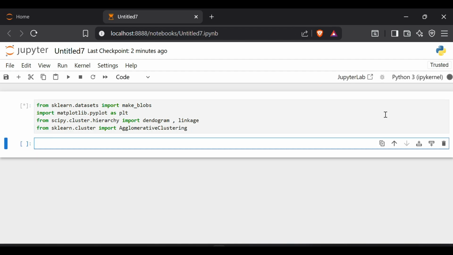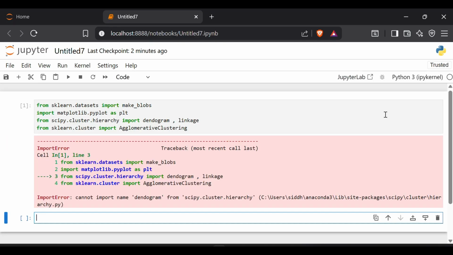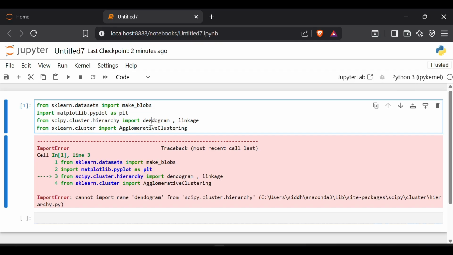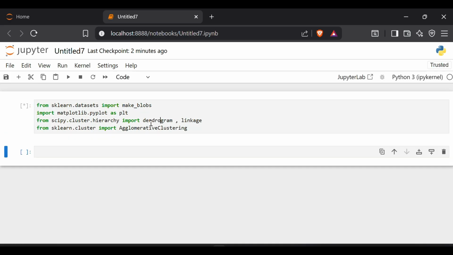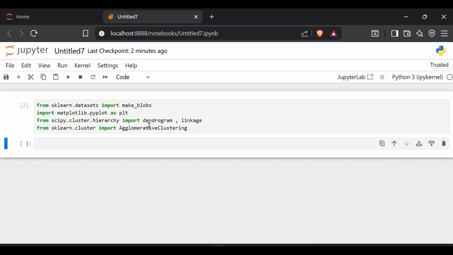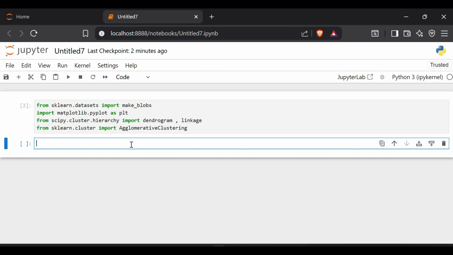So just run this. It will import all the libraries which are necessary. So here is one error, dendrogram. Oh, there is some spelling mistake maybe. Just run this. So now I fixed the error. Now we will create the data.